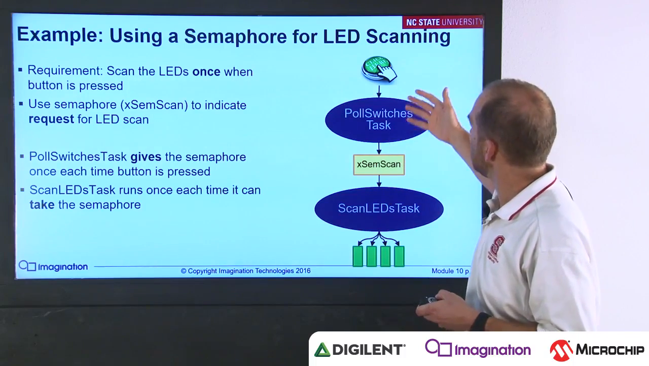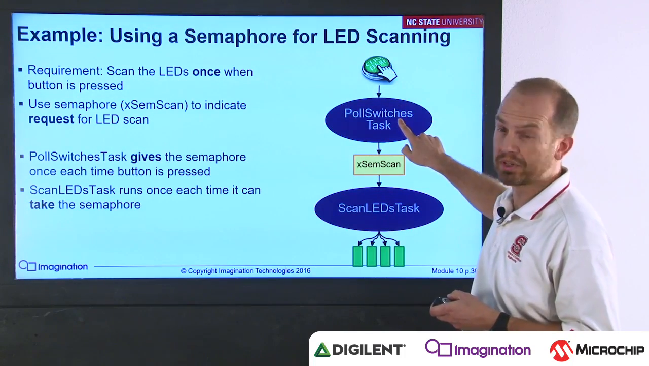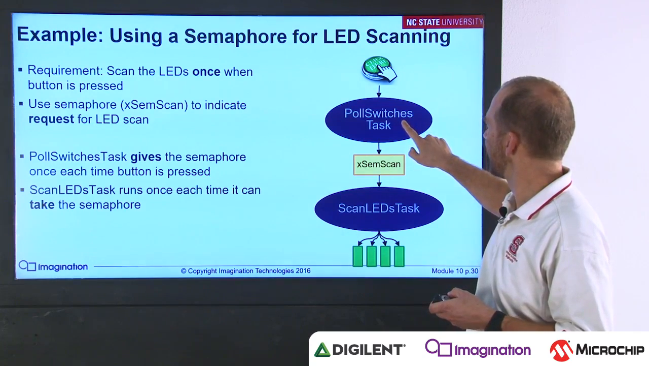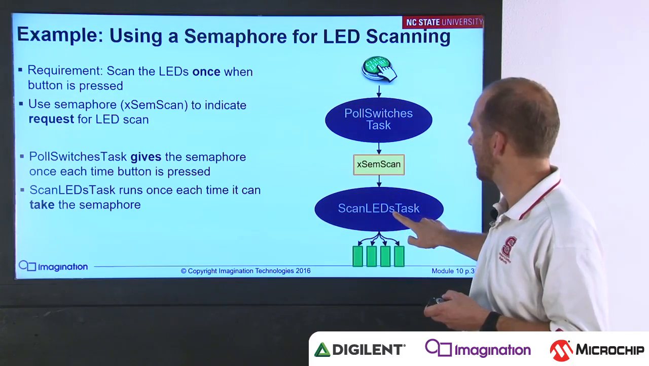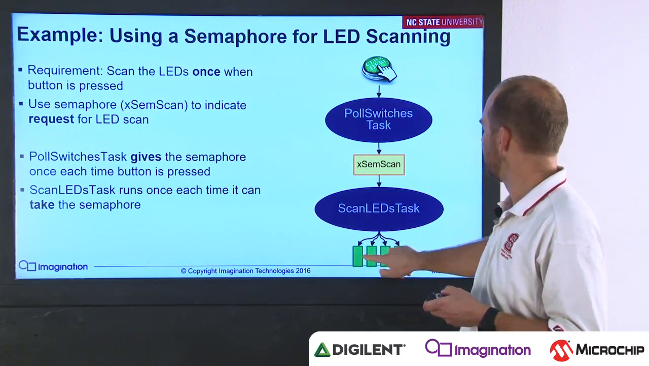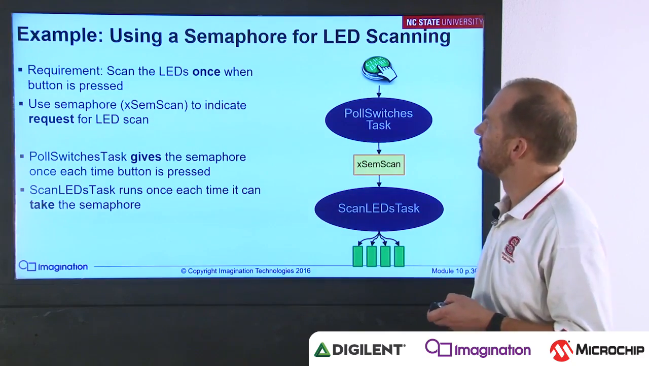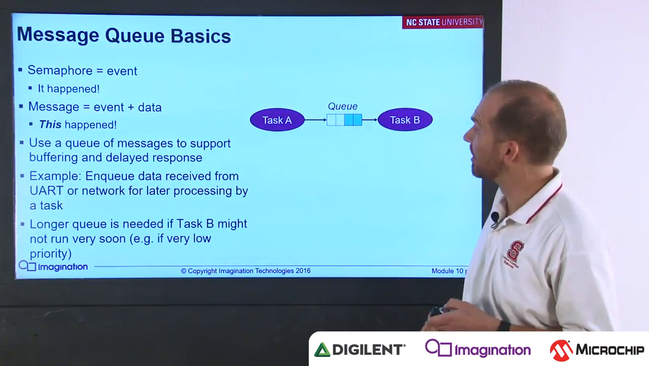And we look at examples of using semaphores. So we have an example where pressing the switch is going to cause the pull switches task to signal a semaphore that the scan LEDs task is going to read. So every time you press the switch, the LEDs scan once. So this is an example in the demonstration code.